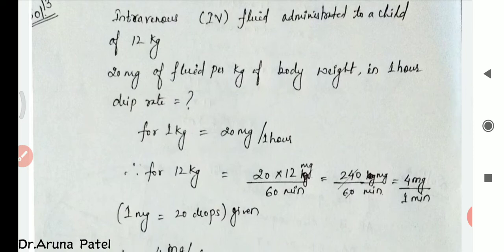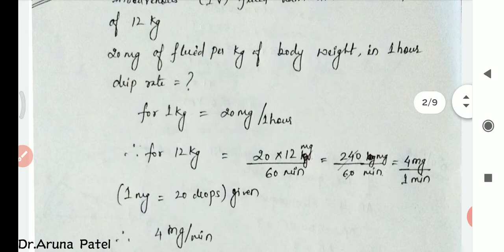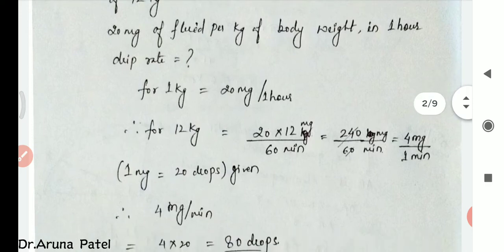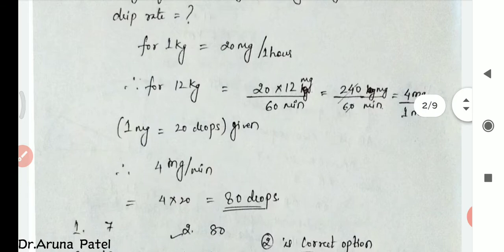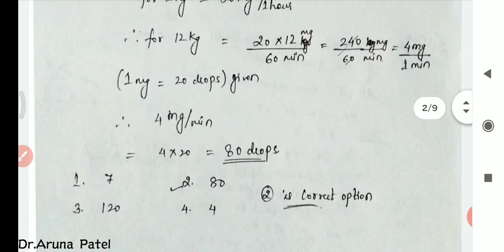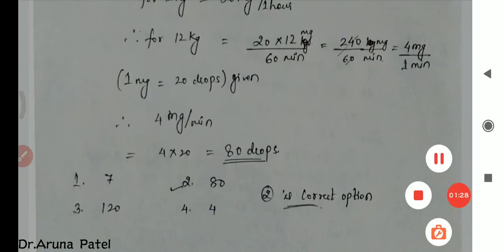For 1 kg, 20 mg per 1 hour the dose has to be given. For 12 kg, we have to multiply by 12, so 20 into 12 by 1 hour, which is written as 60 minutes. On simplifying we get 240 by 60, which equals 4 mg per 1 minute. Given that 1 mg equals 20 drops, 4 mg equals 4 into 20, which means 80 drops, which is given in option number 2. So this is the correct answer for this question.